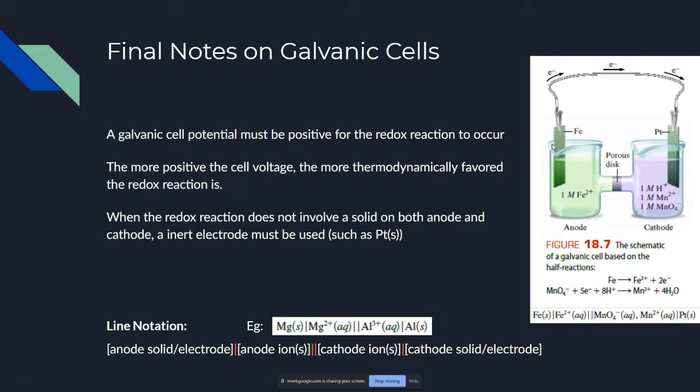We have solid iron here on the anode. Then we have iron ions here, and that's why you have that there. Then in the solution of the cathode, you actually have two different types of ions, which are both listed. And finally, the solid here is going to be your platinum, which is the inert electrode, although it's not involved in any of the reactions themselves.